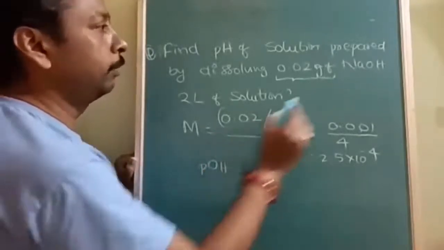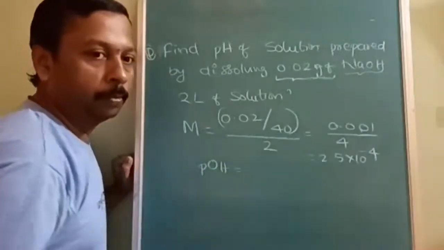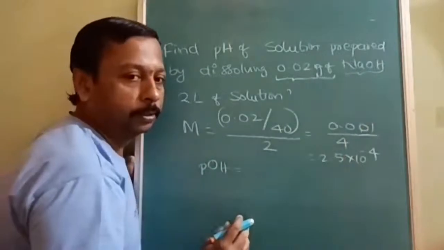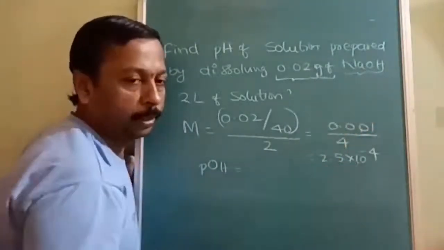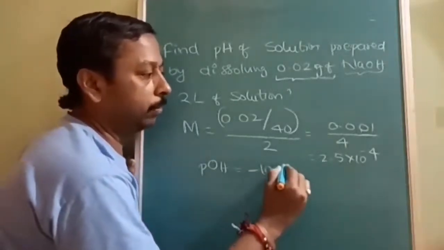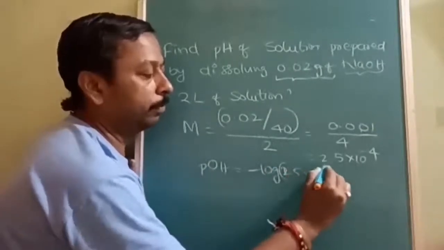Now POH I will get. All of you have to be very careful. If base is given, I will get POH, provided there is no H plus here. Okay. So there is no twice or thrice. If twice will be there, then I have to multiply it with twice also. Okay. POH is equal to negative log of 2.5 into 10 to the power of minus 4.